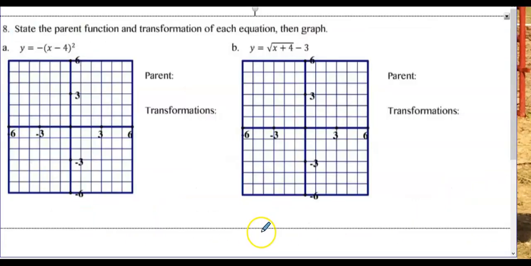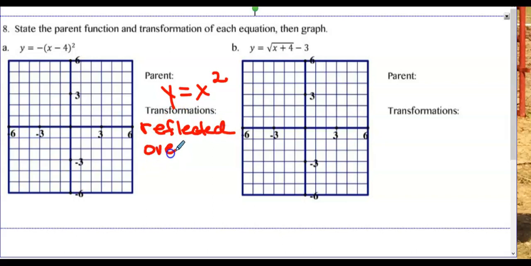So number 8, we're almost done. Number 8 says state the parent function and transformation of each equation, then graph. So the parent function of a quadratic is y equals x squared. Transformation of this one: the negative tells me that it reflected over the x-axis.